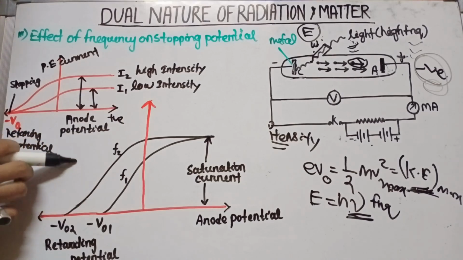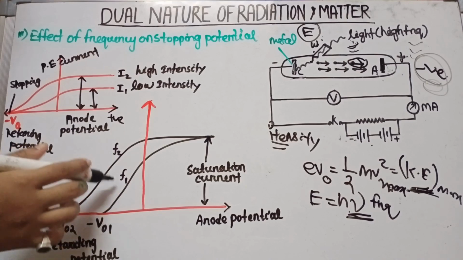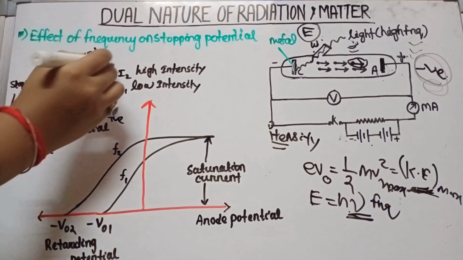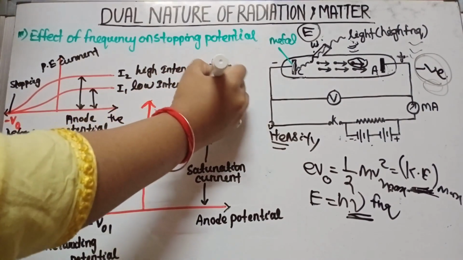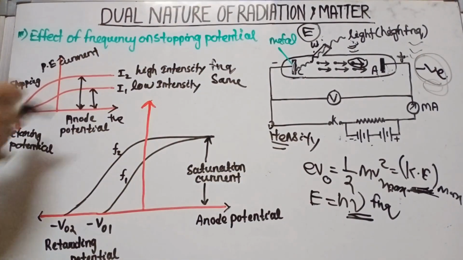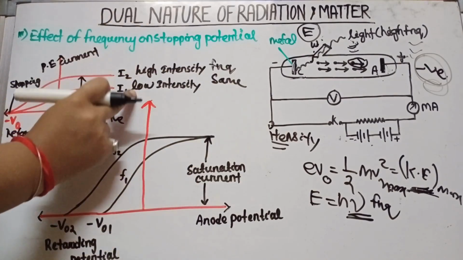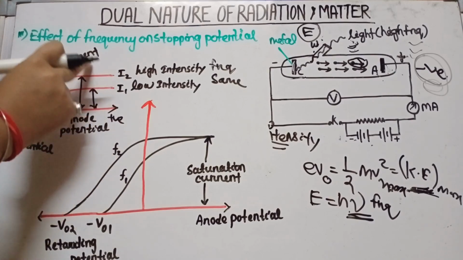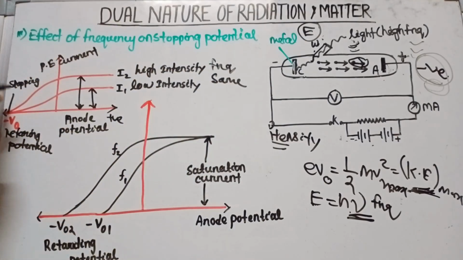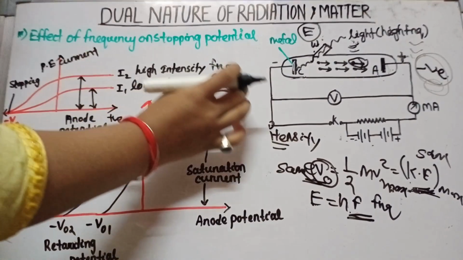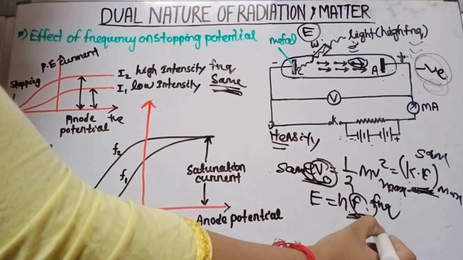Now, in this case, we consider two different frequencies. In the previous case the intensity is different but the frequency remains the same. As the intensity differs, the saturation current differs. With the same frequency, the stopping potential is the same. Same stopping potential indicates that the frequency is the same. Students, are you clear on it?